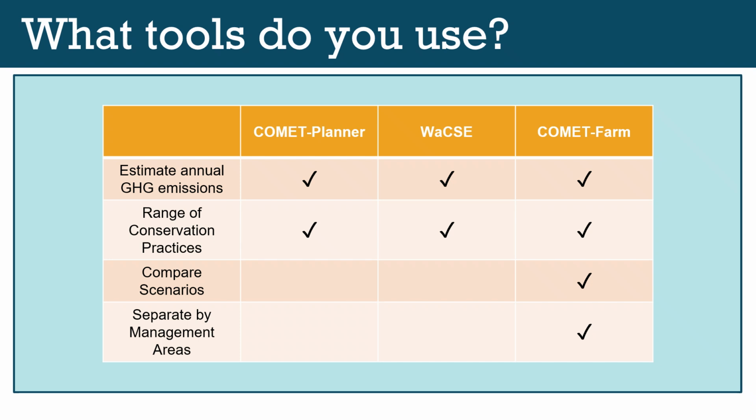So, to summarize the similarities and differences between these tools, all three tools allow you to estimate annual greenhouse gas emissions and sequestration. All three incorporate a range of conservation practice standards, but only Comet Farm allows you to compare scenarios side by side and to incorporate different practices by farm management area.